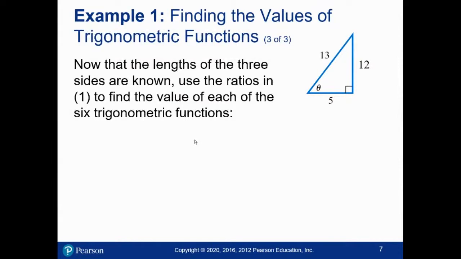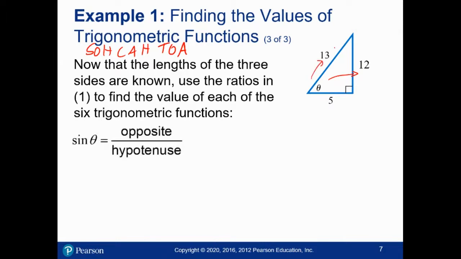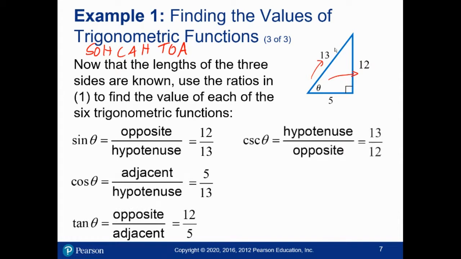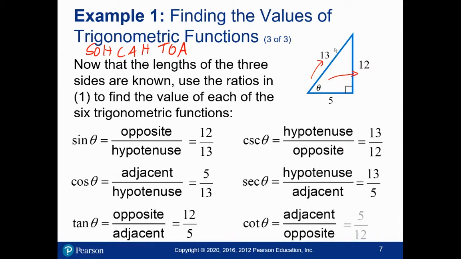So what will the sine of theta be? Remember your mnemonic, SOHCAHTOA. Sine is opposite over hypotenuse. What's opposite theta is 12. What's the hypotenuse? 13. So the sine is 12 over 13. The cosine is 5 over 13. The tangent is 12 over 5, and so forth for the cosecant, the secant, and the cotangent.